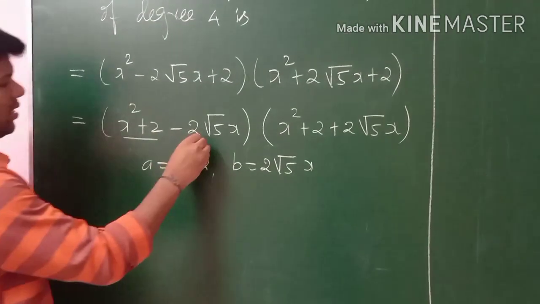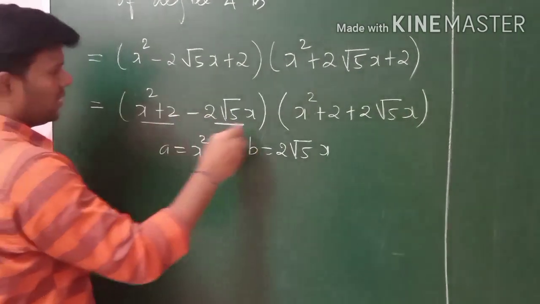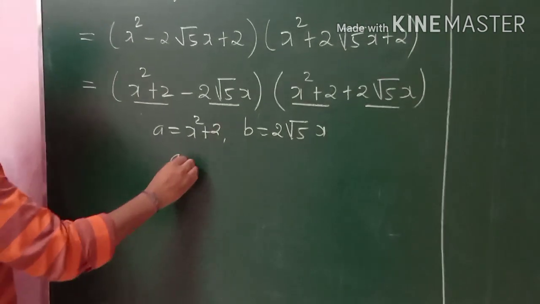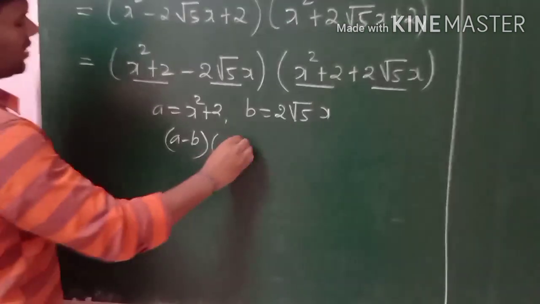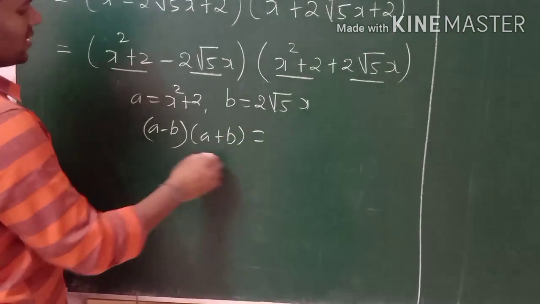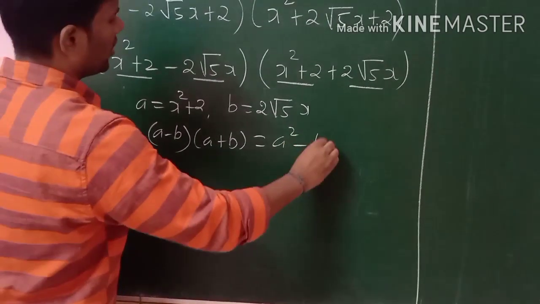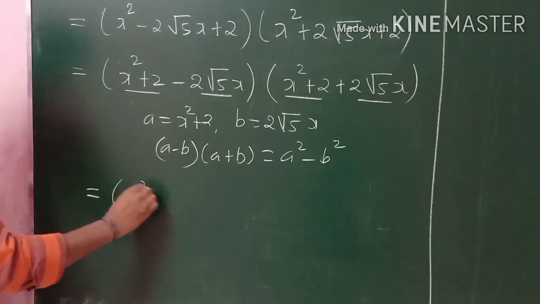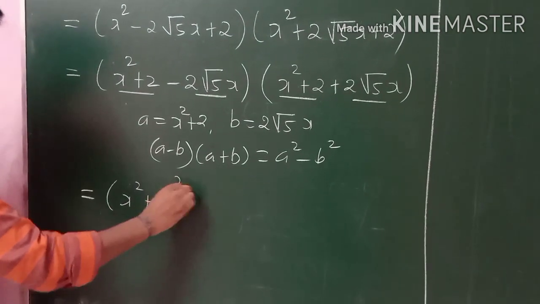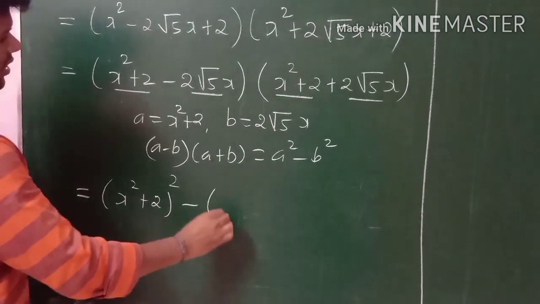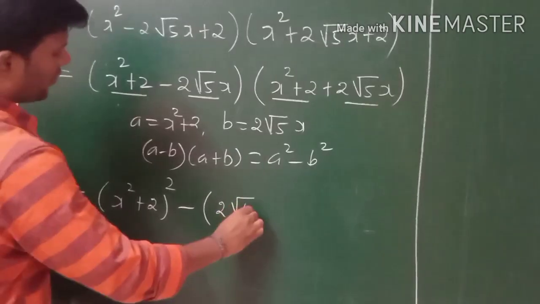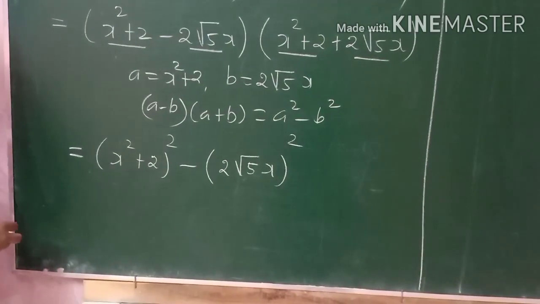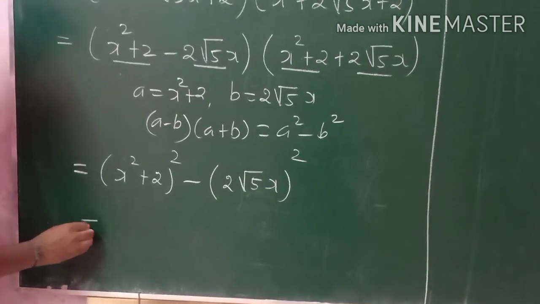Either take a or take b. A minus b, a plus b. So a minus b into a plus b is what? A square minus b square. So here what is our a? X square plus 2 the whole square minus b square, 2 square root of 5 x the whole square. This x square plus 2 is in the form of what? A plus b the whole square.